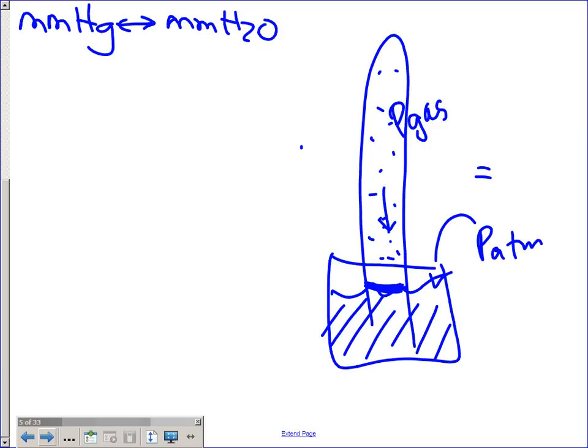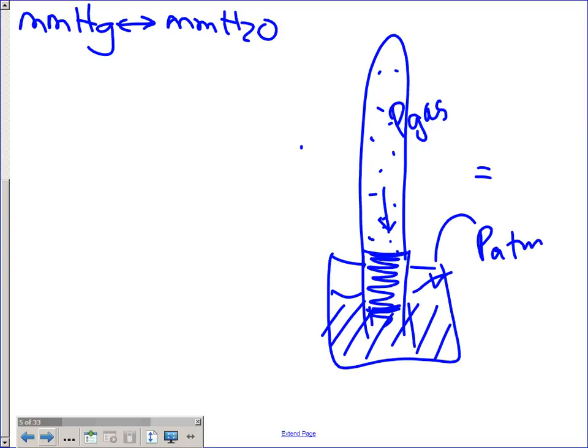But what if the water inside the tube is beneath the water line? So let's say it's down here. The pressure of the gas is greater because it's pushing down. Then what if it was up here?